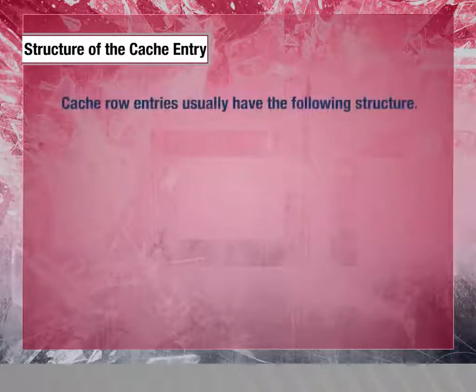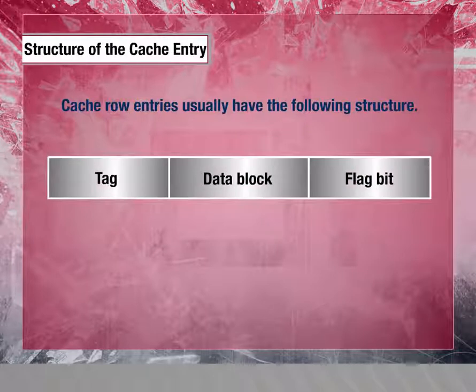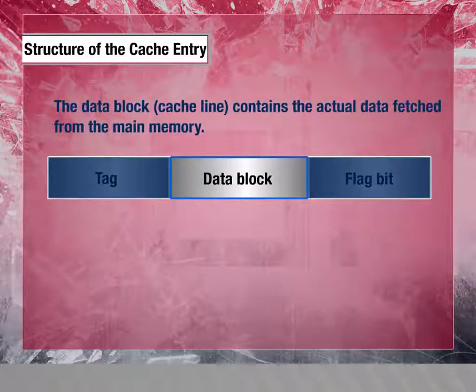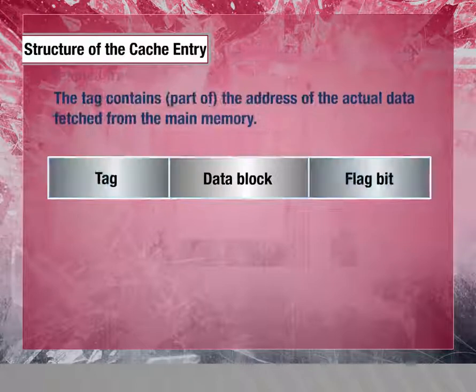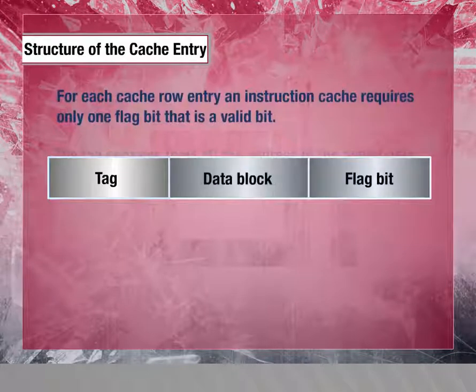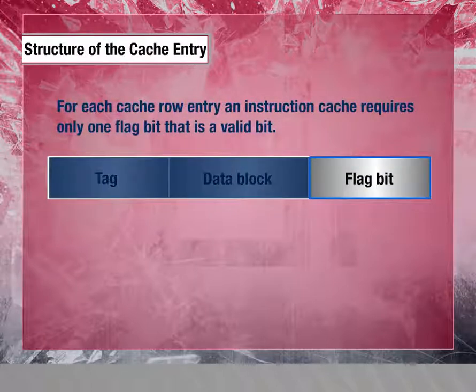Structure of the cache entry. Cache row entries usually have the following structure. The data block, that is cache line, contains the actual data fetched from the main memory. The tag contains part of the address of the actual data fetched from the main memory. For each cache row entry, an instruction cache requires only one flag bit, that is a valid bit.